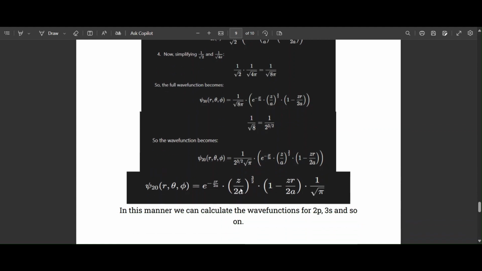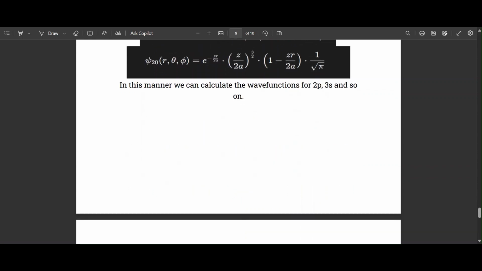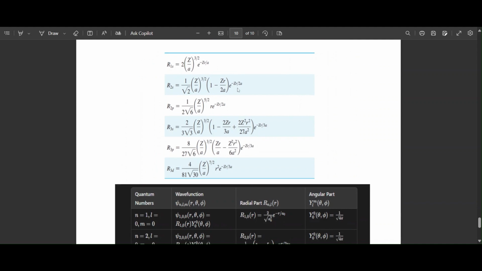Now you see there are two terms that have the power of 3 by 2, this term and this term. So 2 can go inside this bracket. So I'm doing that. I'm taking 2 here, (z by 2a)^(3/2). This term remains like this, (1 minus zr by 2a) and 1 by root pi. So in this manner we can calculate the wave functions for 2p, 3s and so on. These are the radial parts for different orbitals. You can try them, you can calculate them if you want to.